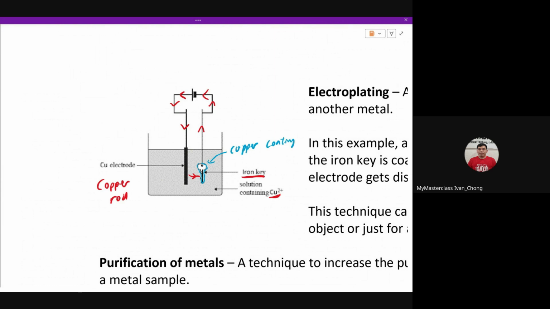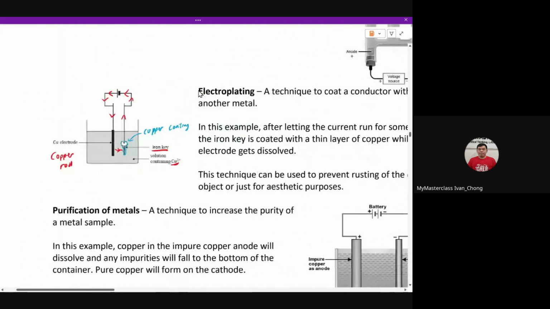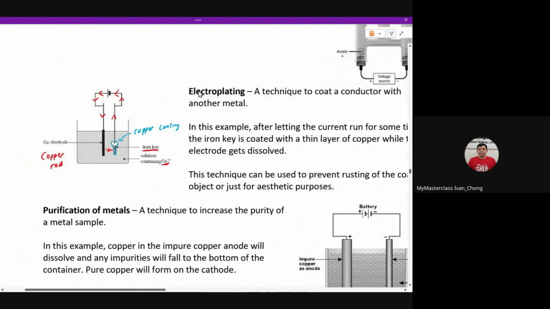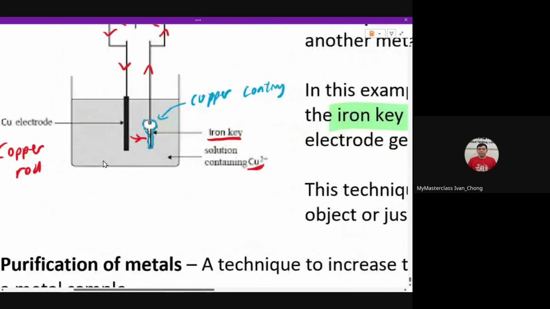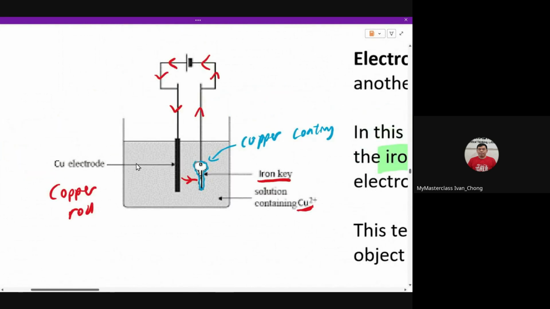So what happens is, we know that iron rusts very, very easily, right? So to prevent it from rusting, what happens is, we'll coat the iron key with a layer of copper. By putting this setup together, we are actually using electricity to allow some of the copper from your copper rod to be transferred to your iron key itself. So we don't actually need to melt the copper, because copper has a very, very high melting temperature, right?